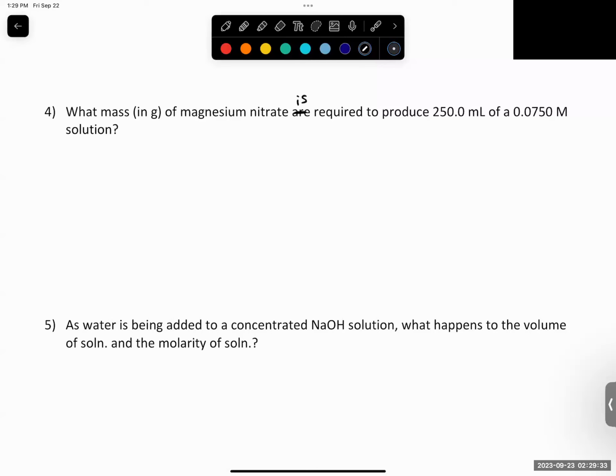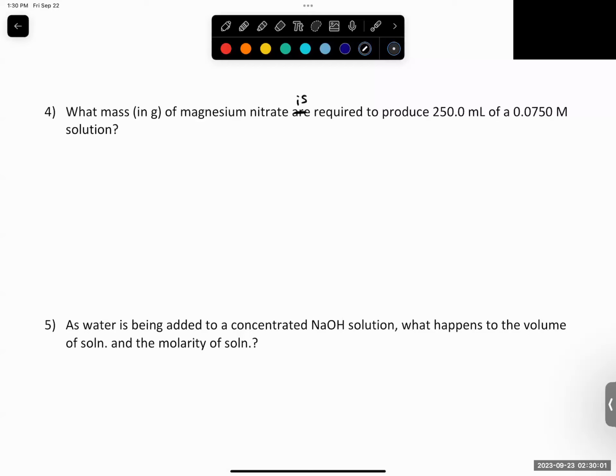So this is probably the easiest. You should probably be praying that you're getting this type of question on the exam today. If you've been doing your homework, you should know what to do fairly quickly. So if I was taking this test, I would obviously read it. What mass in grams of magnesium nitrate is required to produce 250 mils of a 0.075 molar solution?